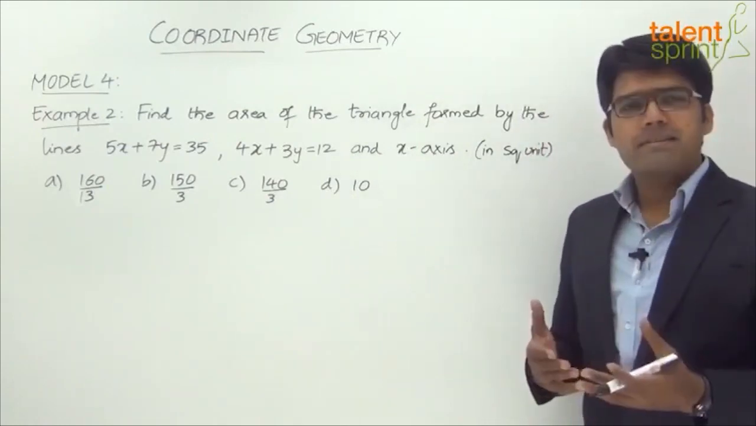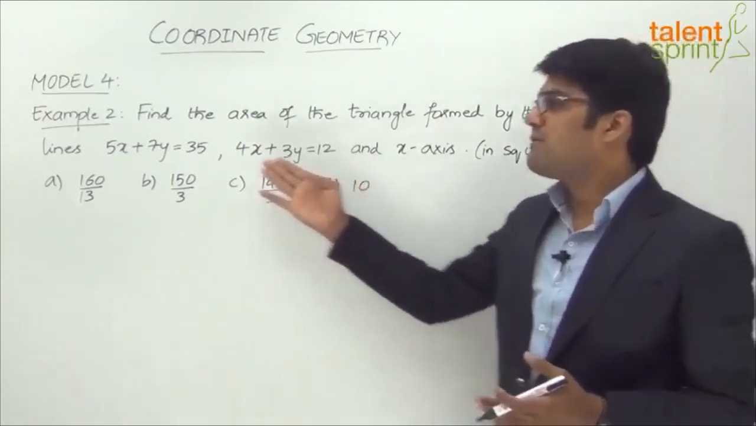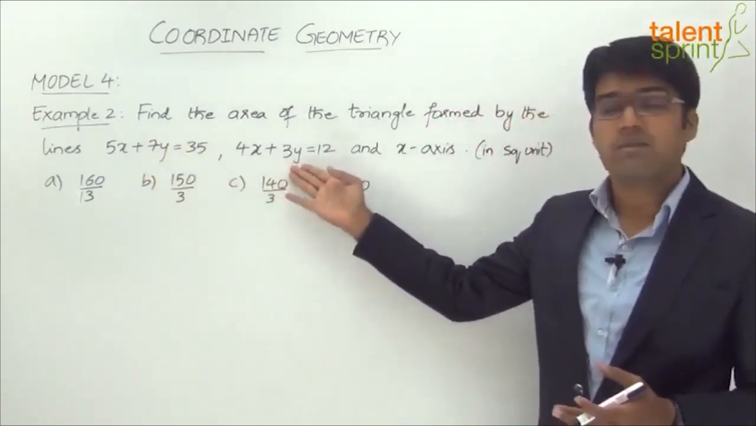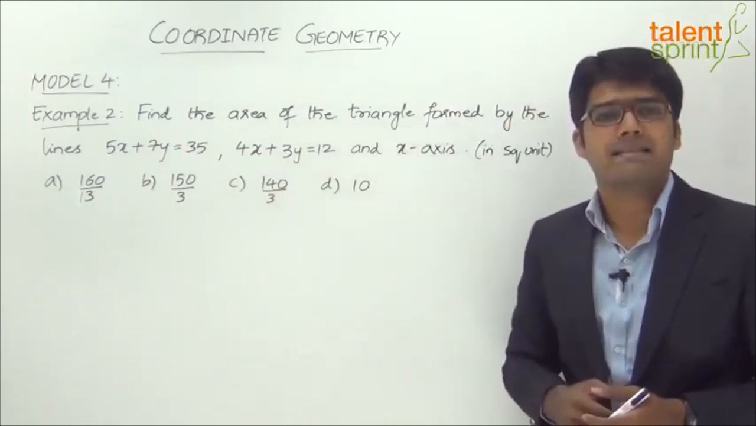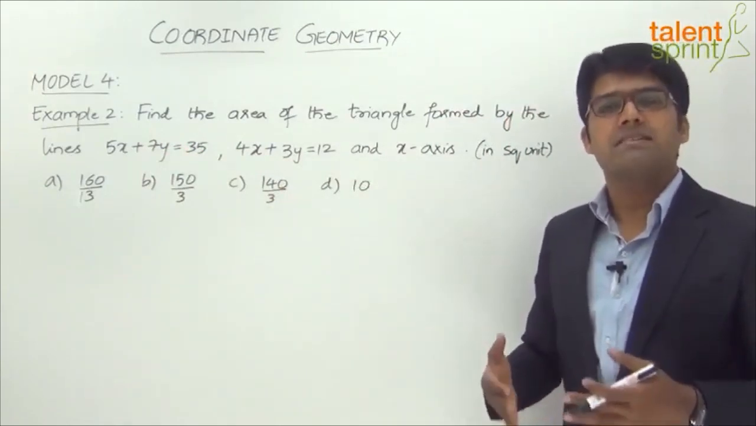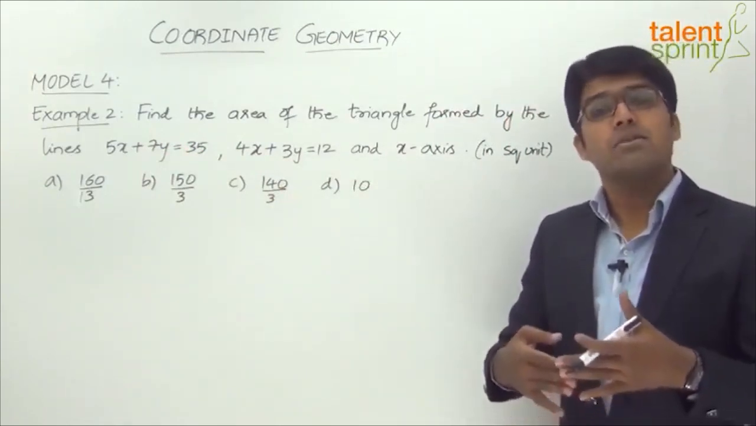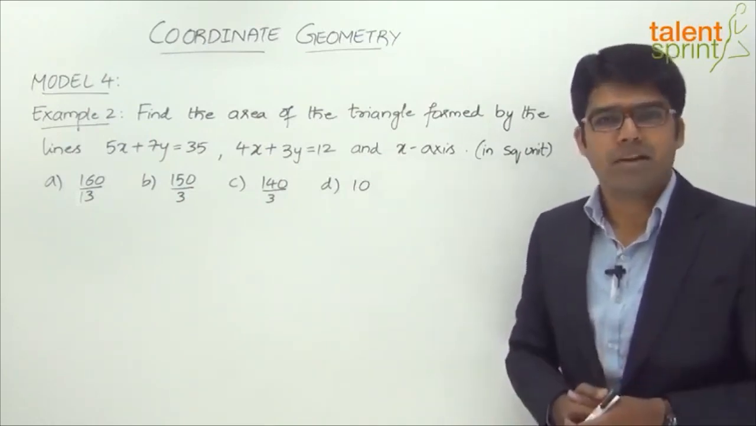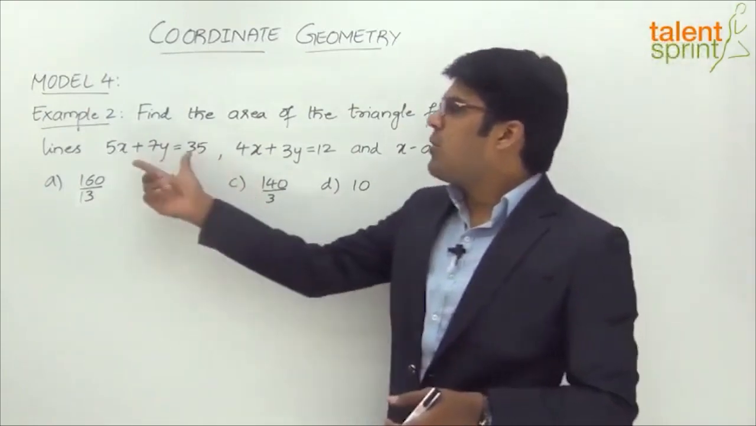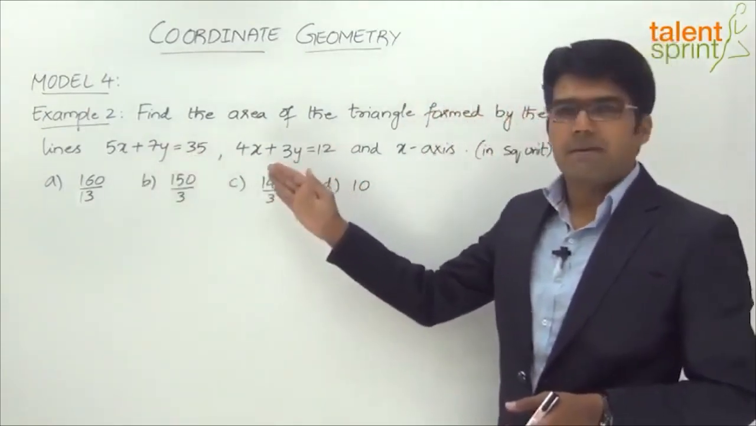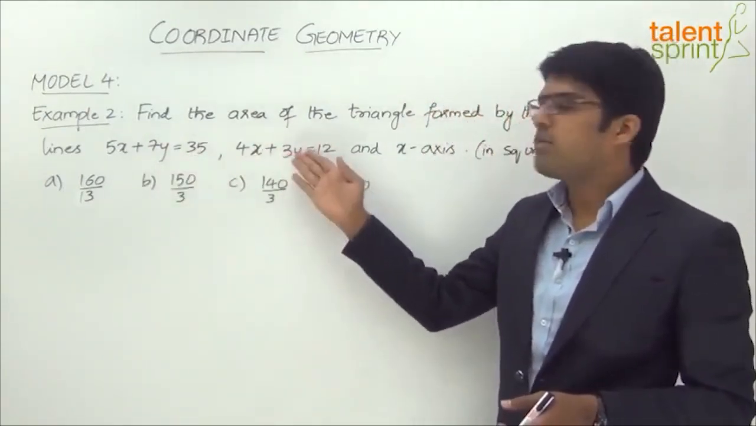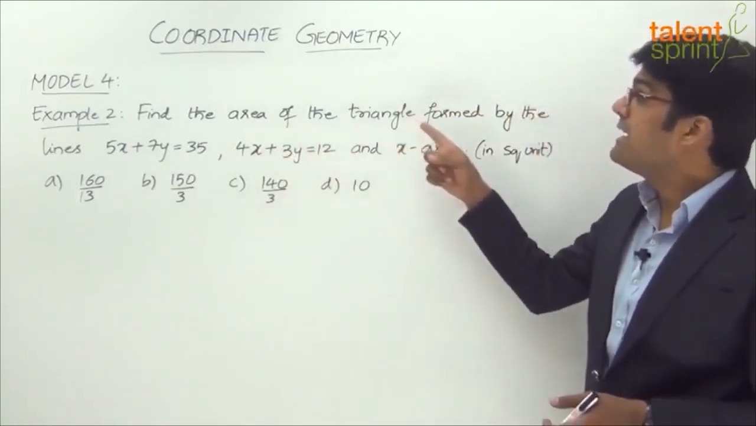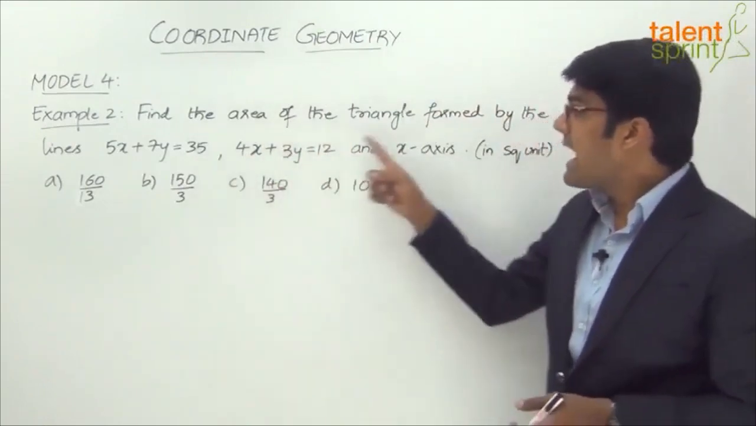Like in the previous case, here we have been given three equations. The first one is 5x plus 7y equals 35. The second one is 4x plus 3y equals 12. And the third one is the x-axis. So the three equations represent the three lines. When we find the points of intersection, we get the three vertices, and then we can get the area. Now, equations 1 and 2 are clearly specified: 5x plus 7y equals 35 and 4x plus 3y equals 12. But look at equation 3. It says, find the area of the triangle formed by these lines and the x-axis.